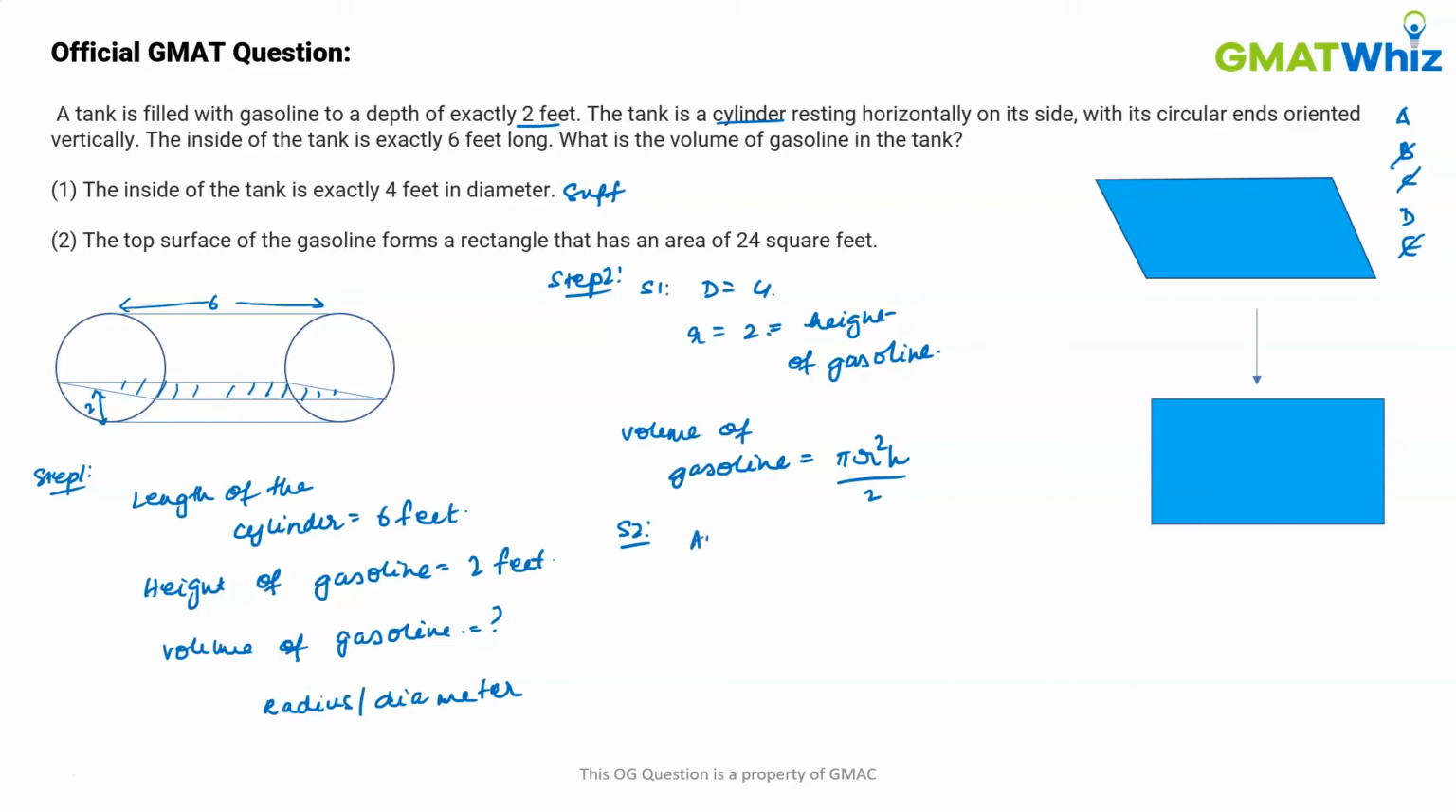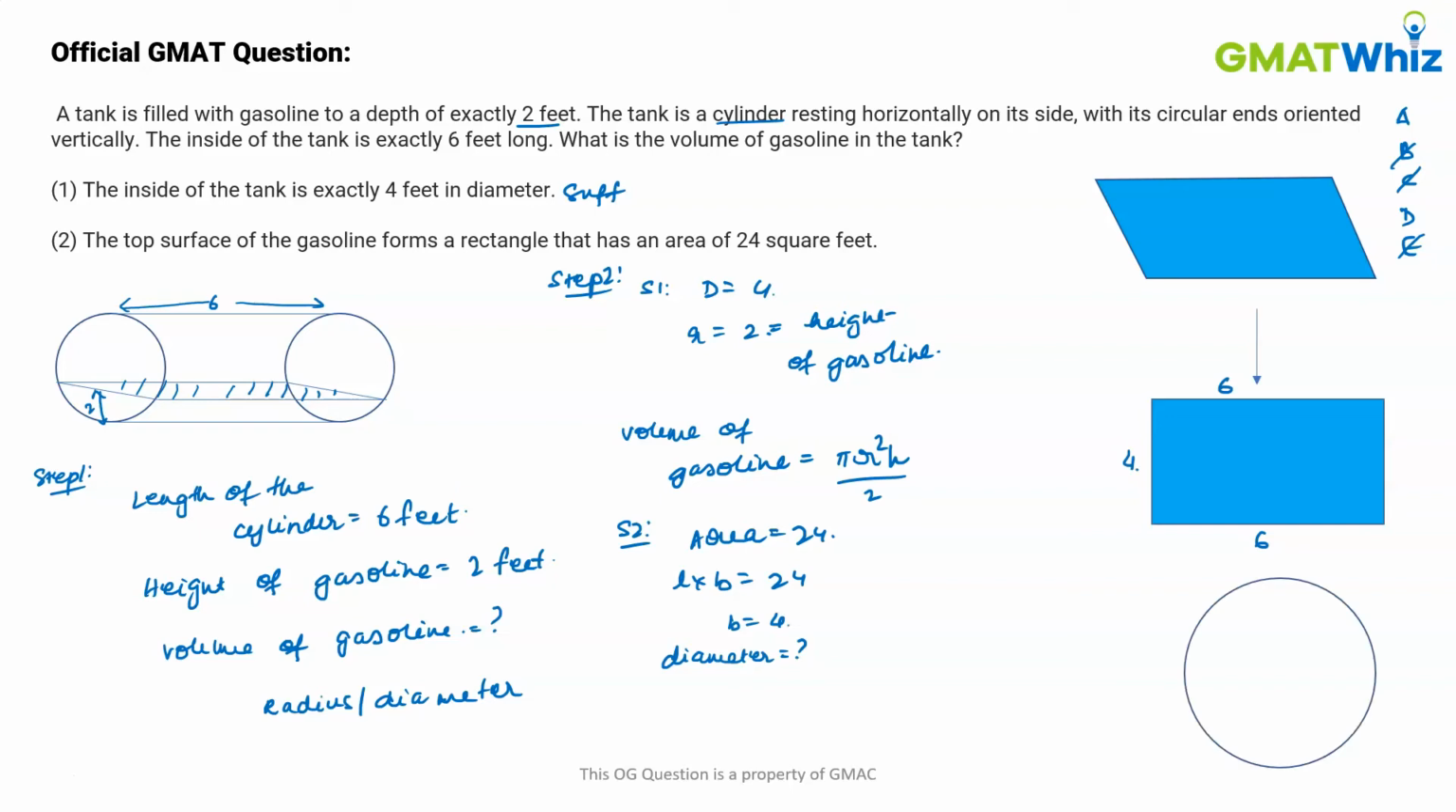So this area is equal to 24, and I know that the length is 6. So I can find the width. So length times breadth is equal to 24, which gives me breadth is equal to 4. So this length is equal to 4. Now I don't know the diameter here. In this case, the diameter is unknown to me. So what should we do? Let us examine the cross section of the cylinder.